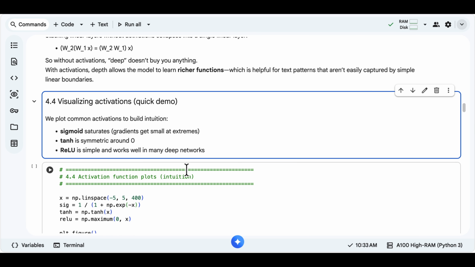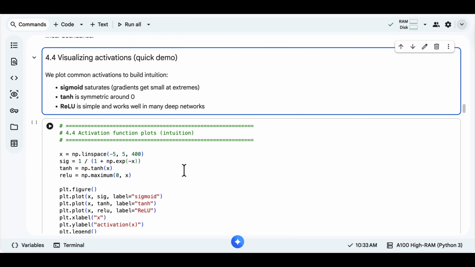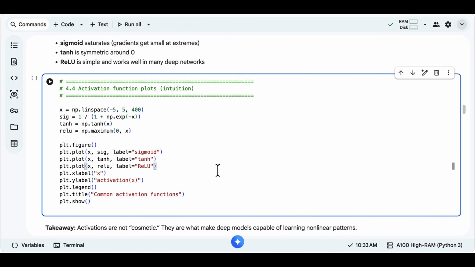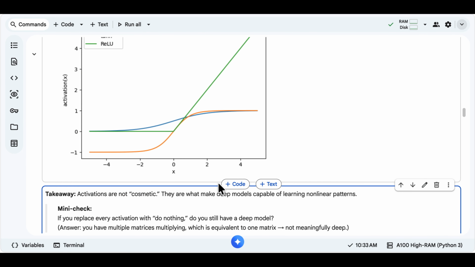Sigmoid squashes values into the range between 0 and 1. Hyperbolic tangent, or tanh, squashes values between -1 and 1 and is centered at 0. Rectified linear unit, or ReLU, outputs 0 for negative inputs and keeps positive inputs unchanged. Each choice changes how information flows through the network and how easy the model is to train. The code draws the sigmoid, tanh, and ReLU curves.